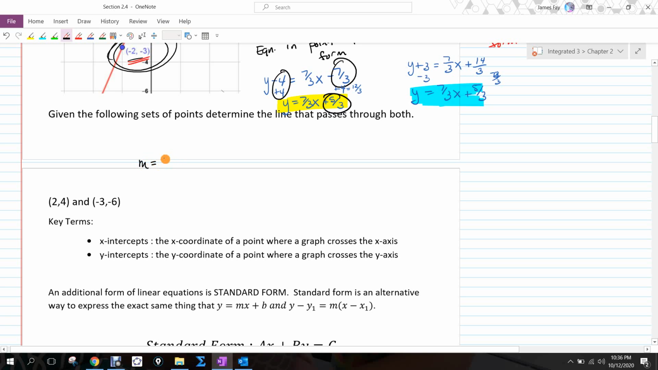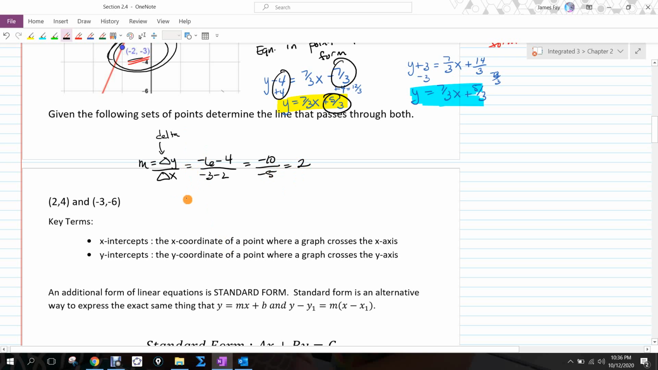So slope is, I'm going to write it this way, change in y over change in x. This is called delta. And all that delta means is subtraction. So subtract your y's. So negative 6 minus 4. And then change in x, so subtract your x's. So negative 3 minus 2. So negative 6 minus 4 is negative 10. Negative 3 minus 2 is negative 5. So I get a slope of 2.